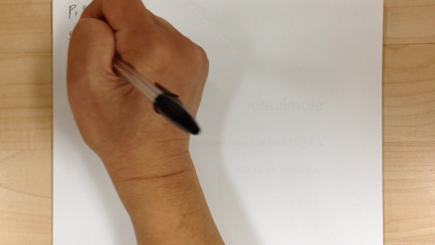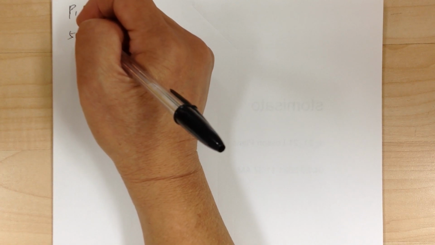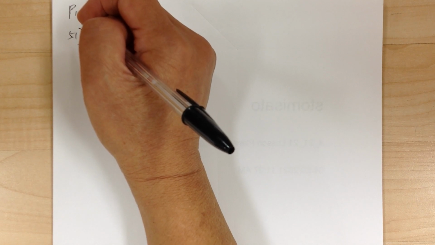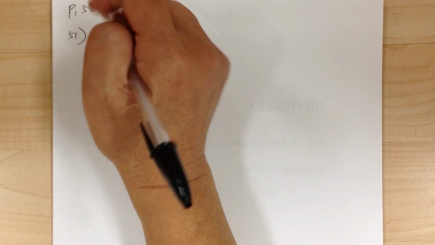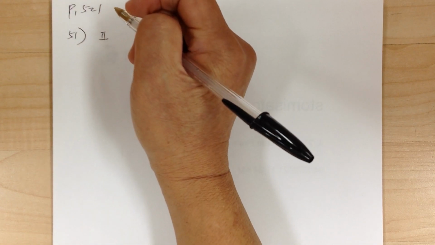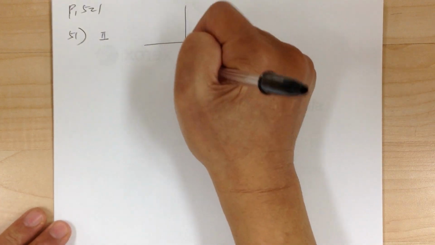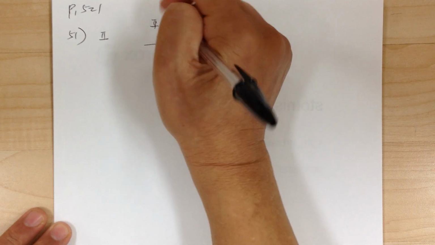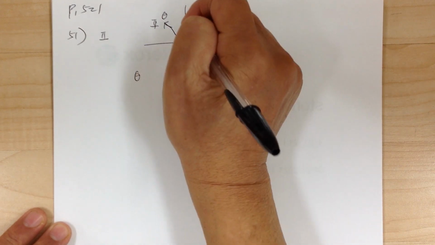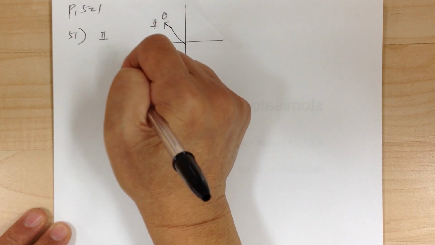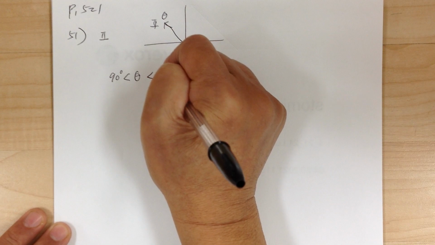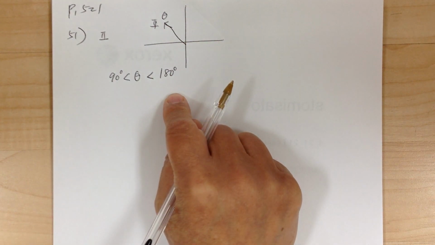Okay, number 51. It says find the fourth quadrant angle, which an angle 4 times as large would be in the given quadrant, the second quadrant. If you notice, an angle in the second quadrant, let's call this theta. To be in the second quadrant, you have to be greater than 90 degrees and less than 180 degrees.